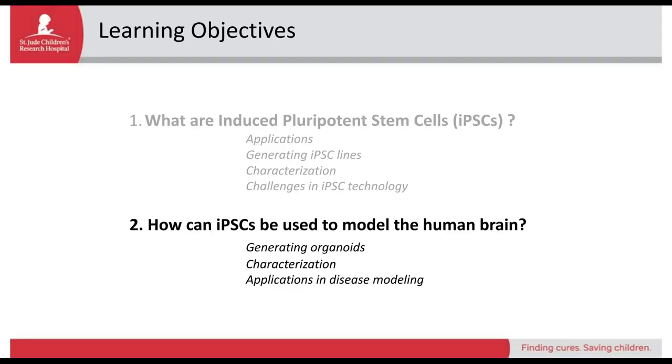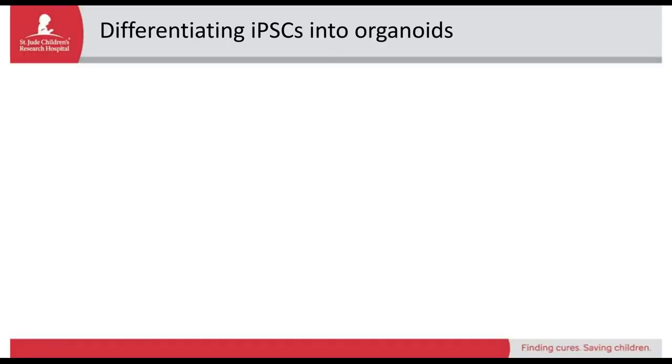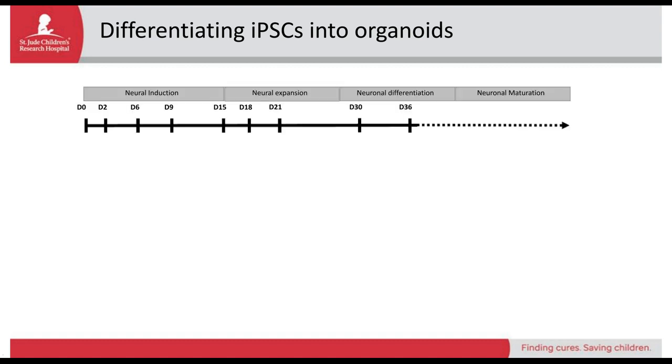Okay, so now the second part of my talk, I'll be talking about how we can use iPSCs to model the human brain. Now, differentiating iPSCs into brain organoids broadly comprises 4 main phases. These 4 phases are neural induction, expansion, differentiation, and maturation.